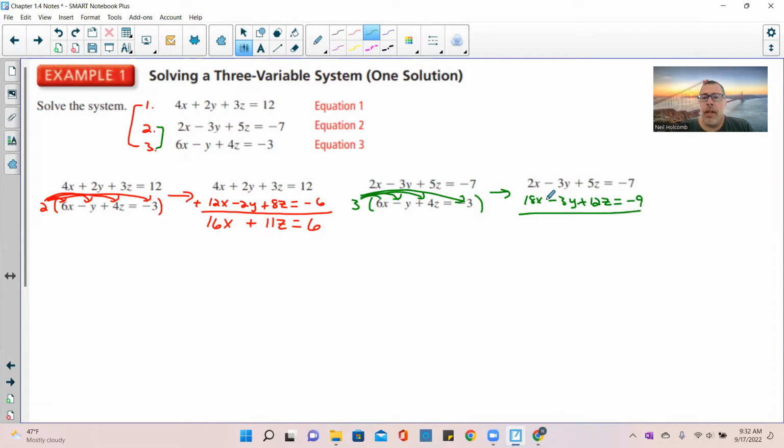All right. And now I'm not going to add because these are the same. I am going to subtract. 2x minus 18x is -16x. -3y minus a -3y is plus 3y, cancels. 5z minus 12z is -7z. And that equals -7 minus a -9, which is +9, will give me 2. Okay?